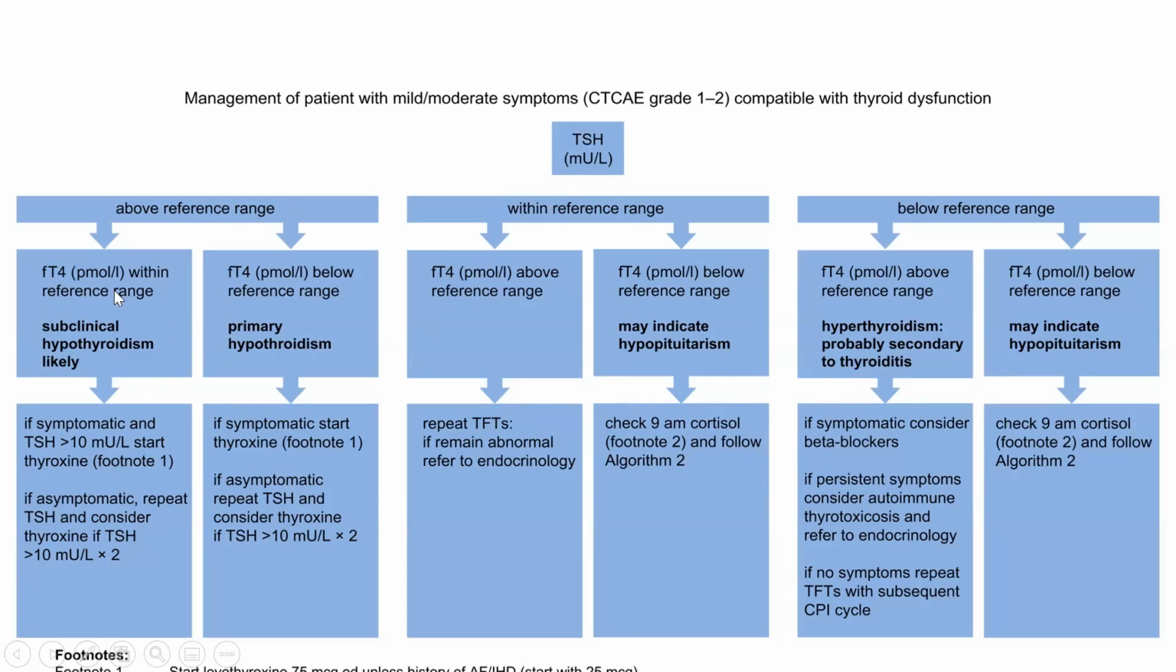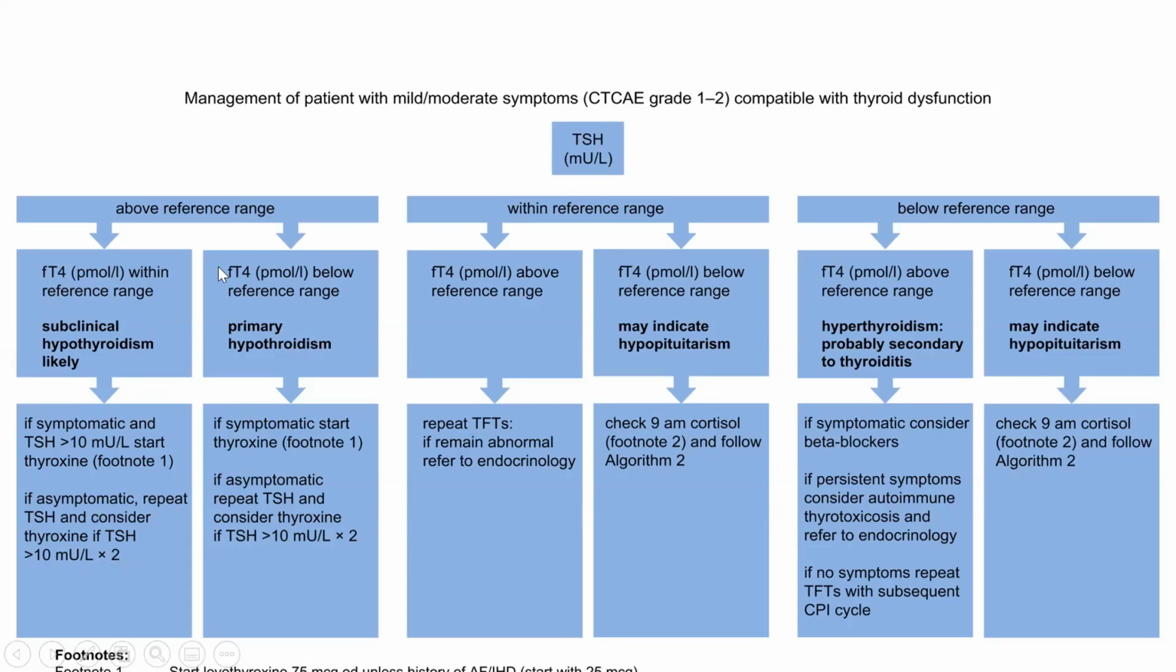Okay, so these are guidelines from the Endocrine Society related to the checkpoint inhibitors. So this is the management of subclinical hypothyroidism secondary to the checkpoint inhibitors. TSH more than 10 with symptoms, start treatment. If asymptomatic, we need at least 2 TSH values which are more than 10.